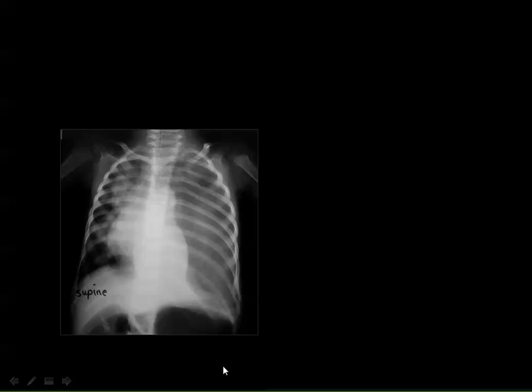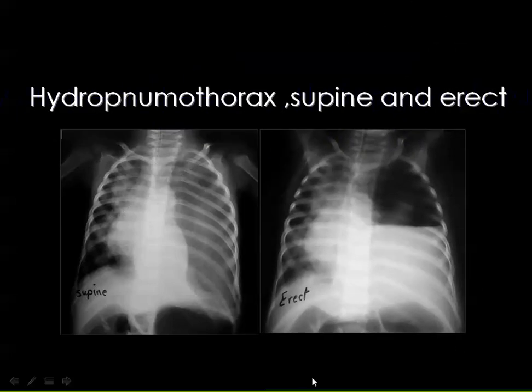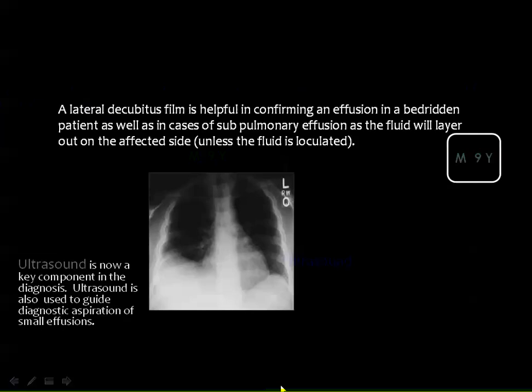Then whenever you feel that, you should look to the erect one, and in the erect position you can see some air fluid level on the left side indicating the presence of hydropneumothorax.